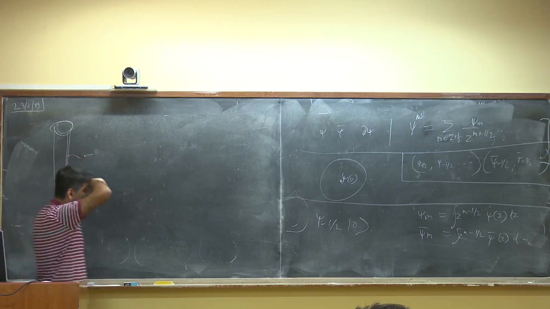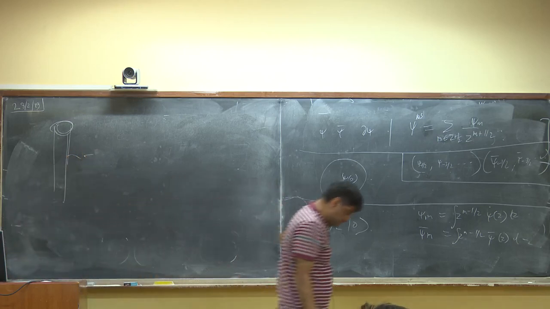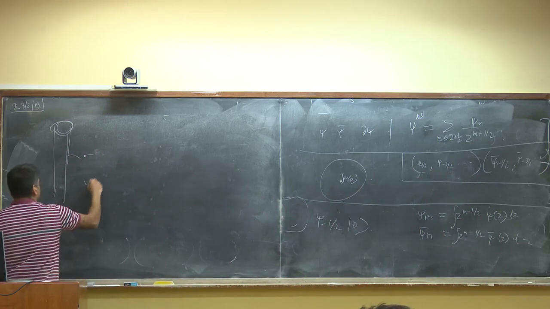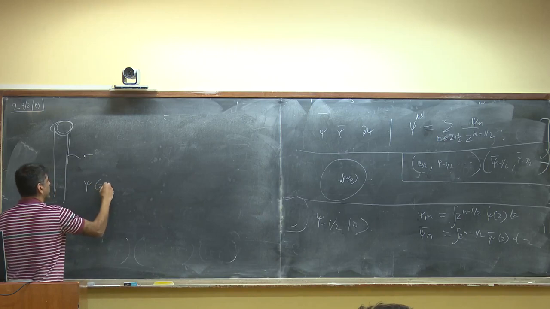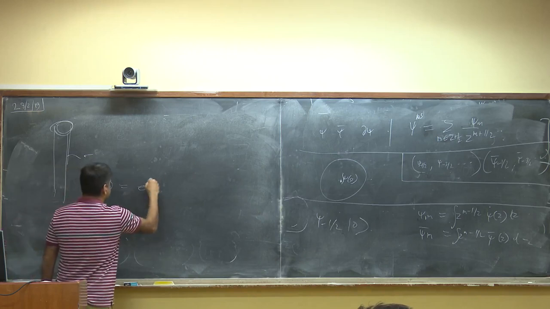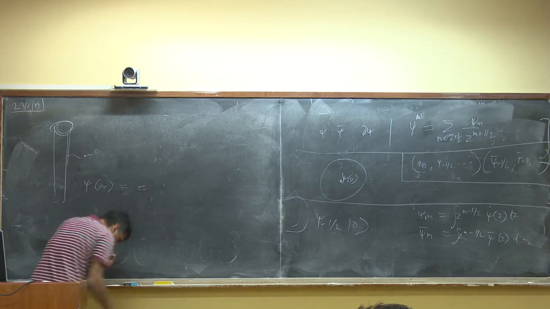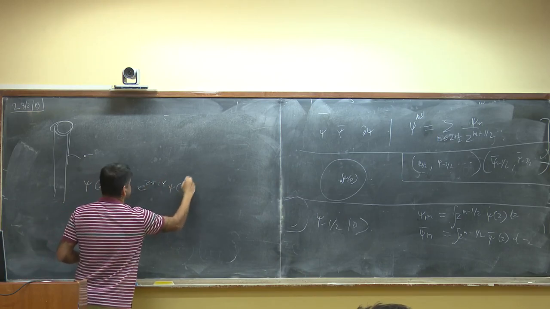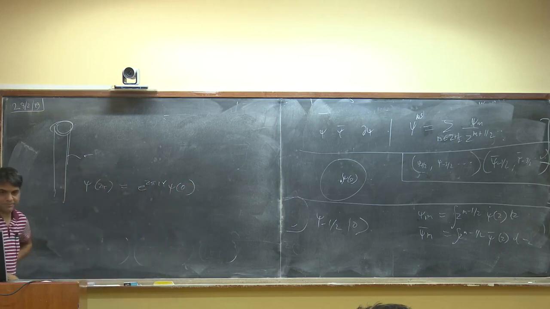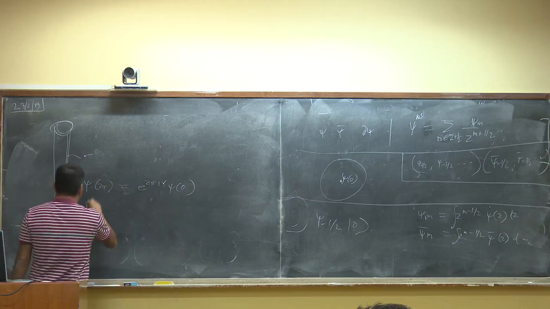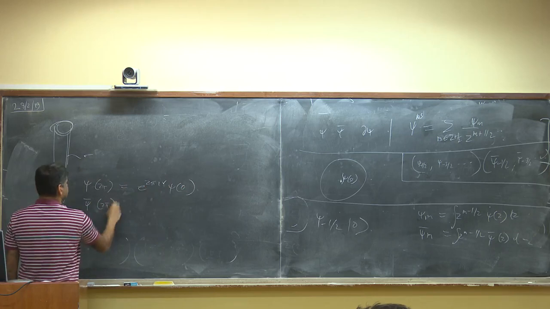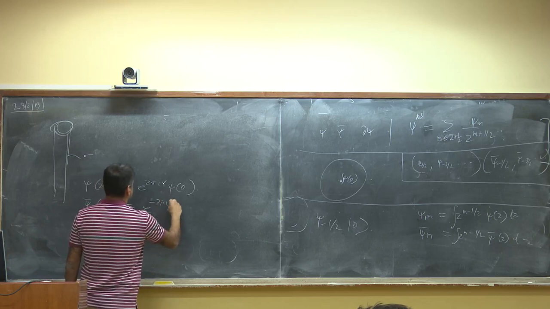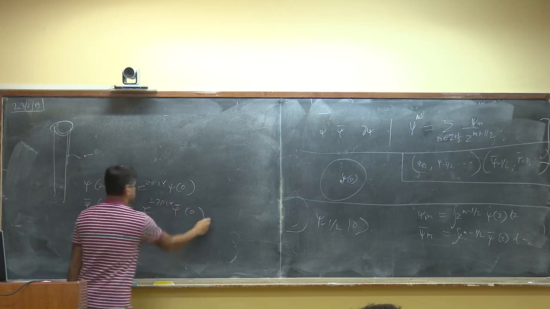Let's say sigma is a coordinate in the cylinder. And suppose we work in a sector where psi of 2 pi is e to the power 2 pi i nu times psi of 0, but psi bar of 2 pi is equal to e to the power minus 2 pi i nu times psi bar of 0.